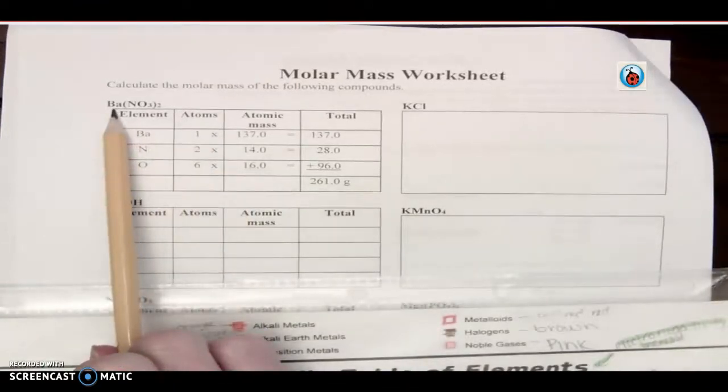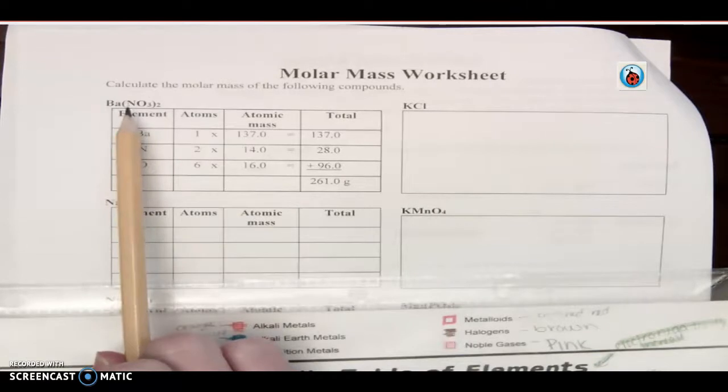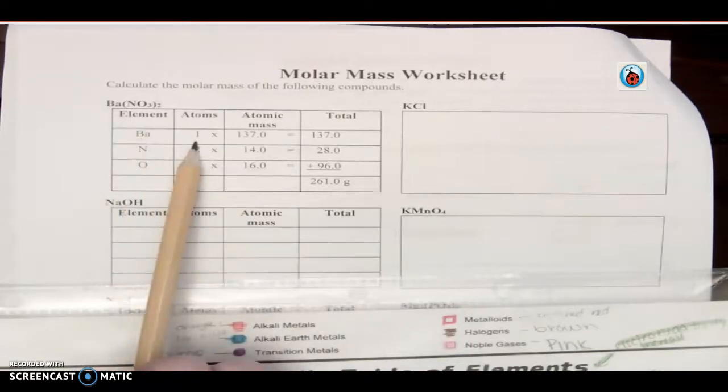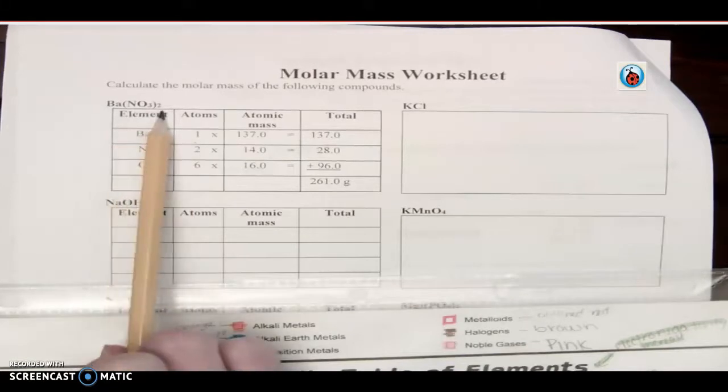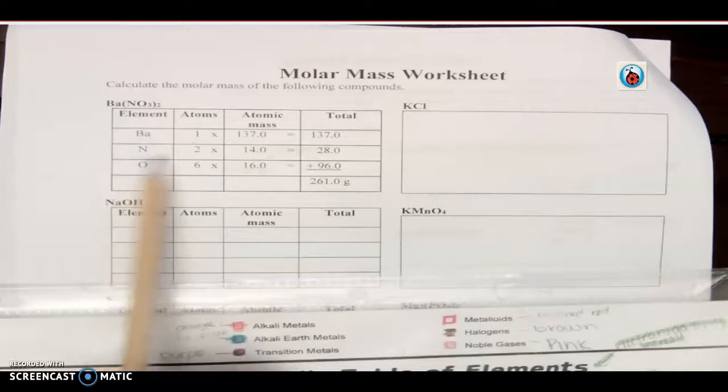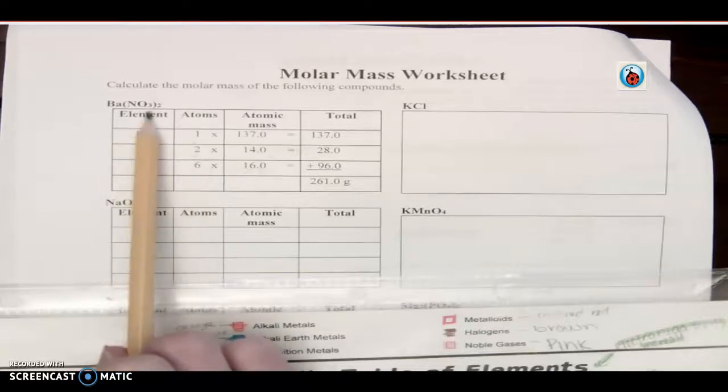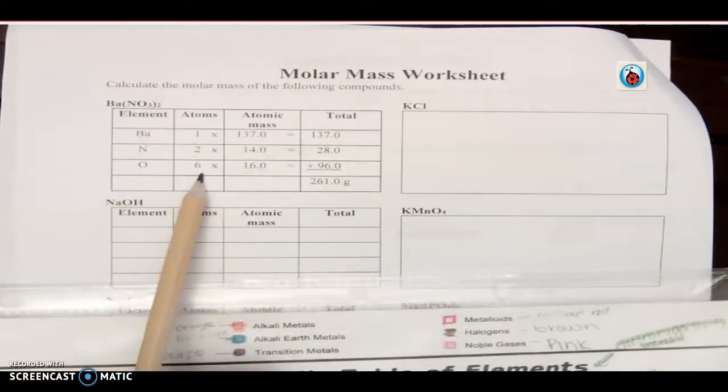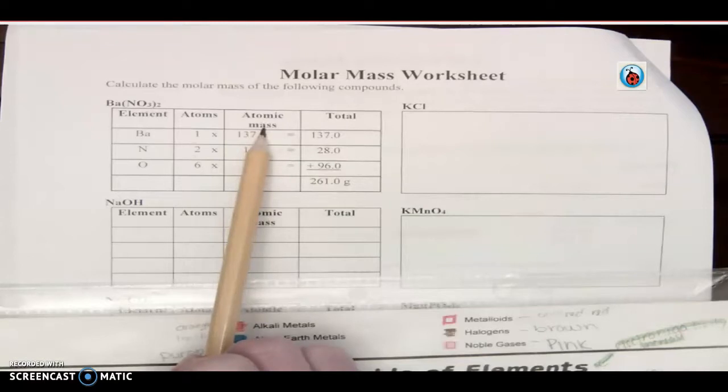We're going to break this up into its elements, just like you did on the page before, right? So we've got one barium atom, and because there are parentheses with a 2 outside, that means we've got 2 nitrogen atoms, and 3 times 2 is 6, so we've got 6 oxygen atoms. Okay, here's where we're going to add on to it. Now we need the atomic weight, or atomic mass, off the periodic table.